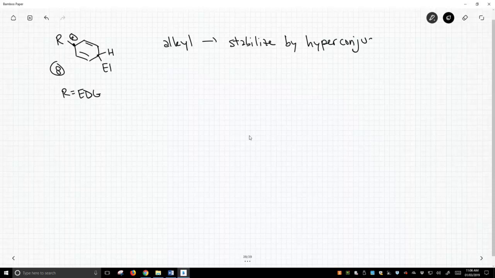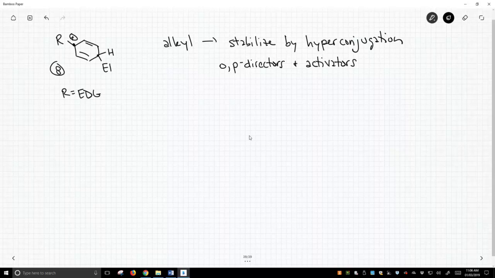Hyperconjugation, can I spell it? Yes. So they stabilize by hyperconjugation. Therefore, if we have alkyl groups on the ring, they are ortho-para-directors and activators. They make the reaction go fast. Activators.